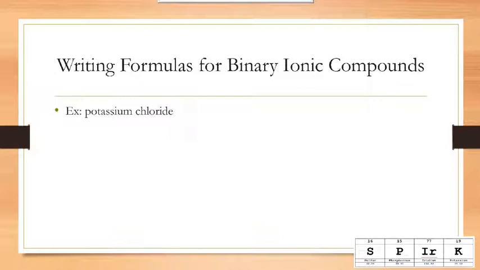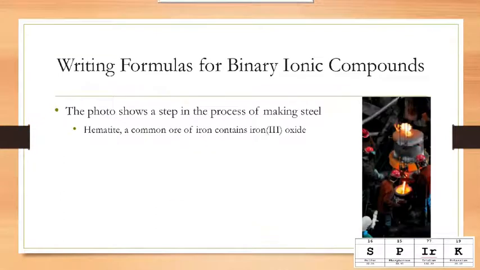So for example, we have potassium chloride, which is composed of the K+ ion and the Cl- ion. So it is a binary compound. And since we have a plus 1 and a minus 1, this compound is going to be in a 1-to-1 ratio. So the formula for this binary ionic compound is going to be KCl. Now there's another method that we can look at for writing formulas for these compounds, and we're going to look at that on the next slide.